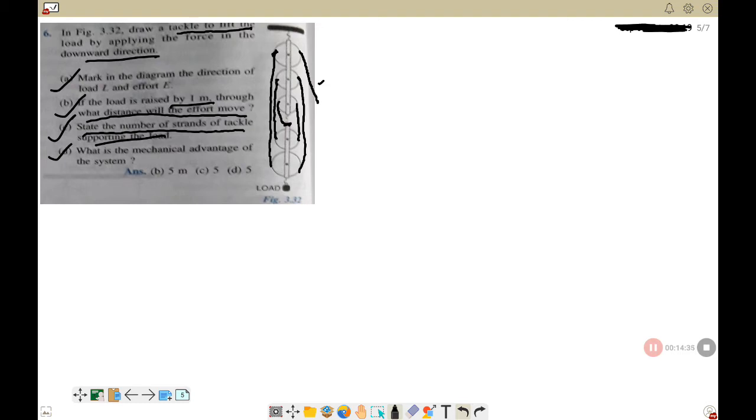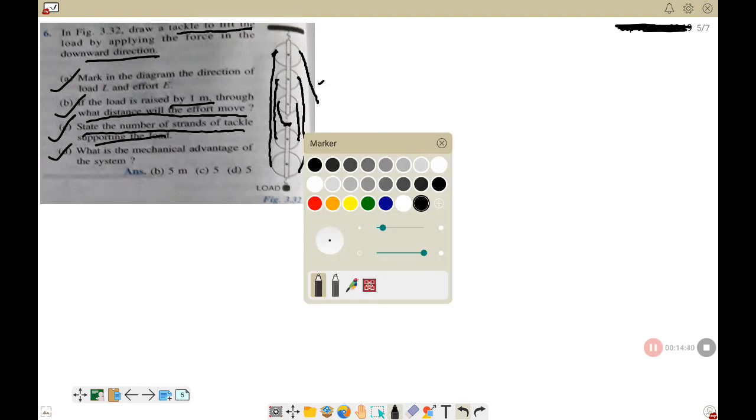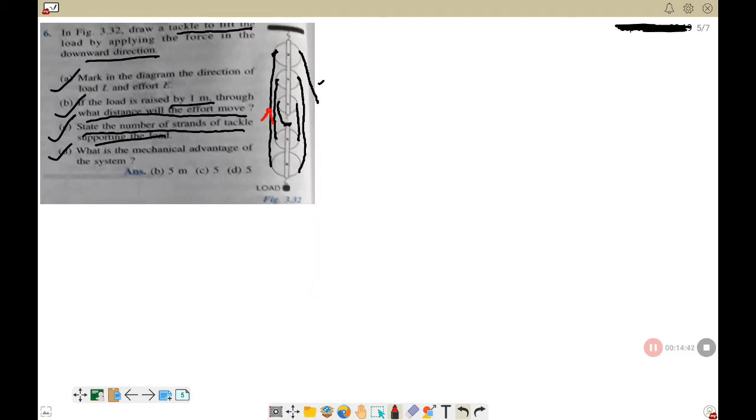Okay, frame of the lower block. Now, you need to draw the tensions on them. So, let me change the color here. Tensional force will be acting in the upward direction on these 5 segments of the string here, or the tackle. So, T here for each and every strand.